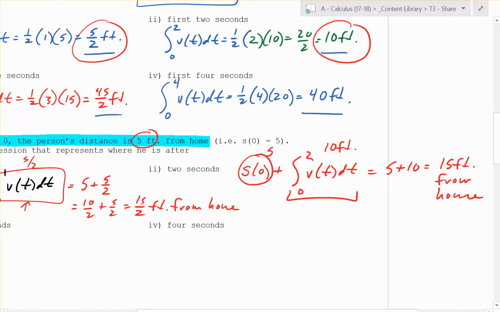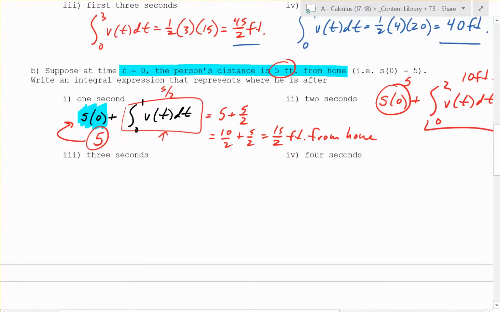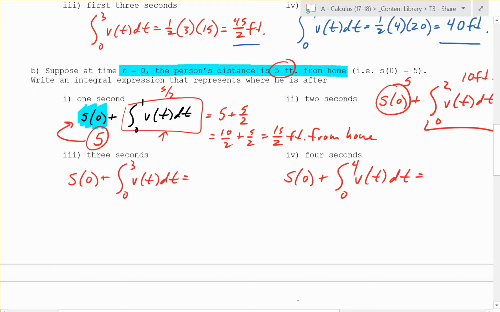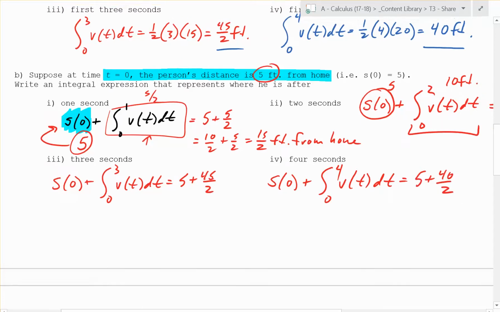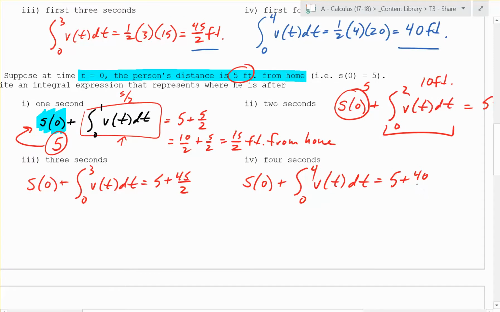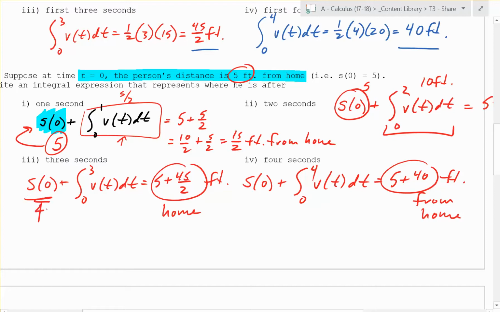So you can continue with the same logic and do 3 and 4. So you write out those two integral expressions, and in this case you end up with 5 plus 45/2, that 45/2 is from above, and 5 plus 40 right there. So you end up with this many feet from home, and this many feet from home. So the key though is you need the initial position of the person, and then the displacement from that time. You'll notice that the key thing is we're going from s of 0, and then 0 to 3. Notice how all these, there's a link right there and a link right there.